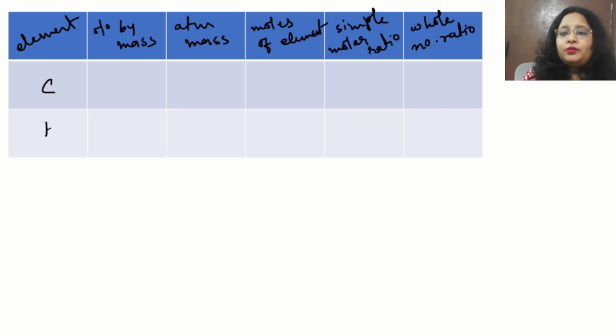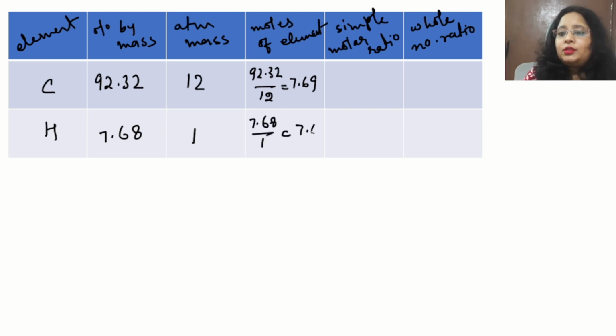Elements are carbon and hydrogen. Percent by mass we calculated. For carbon it is 92.32. For hydrogen we calculated 7.68. Atomic mass of carbon is 12. Atomic mass for hydrogen is 1. Now moles of element is percent by mass divided by atomic mass. So here 92.32 divided by 12, and we get the answer here 7.69. In the same way, 7.68 divided by 1, we will get 7.68.